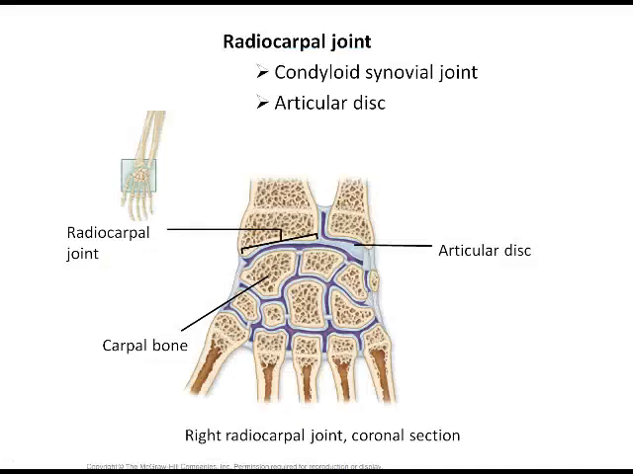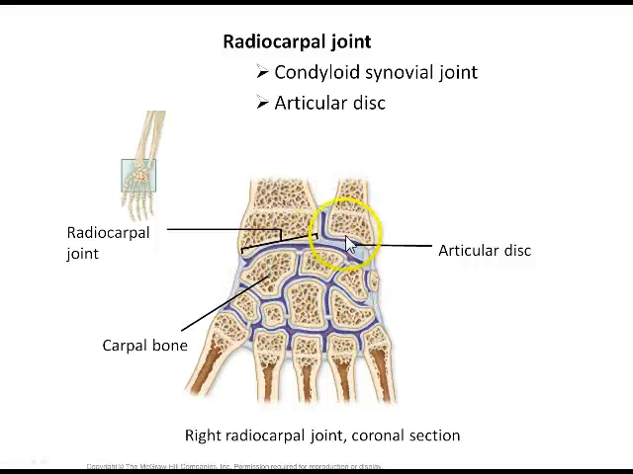Looking at the joint structures of this region, identify the radiocarpal joint, which is formed between the distal end of the radius and the proximal row of carpal bones. In this online learning package, we won't name the individual carpal bones, but make sure you review more detail according to your teaching and learning manual.